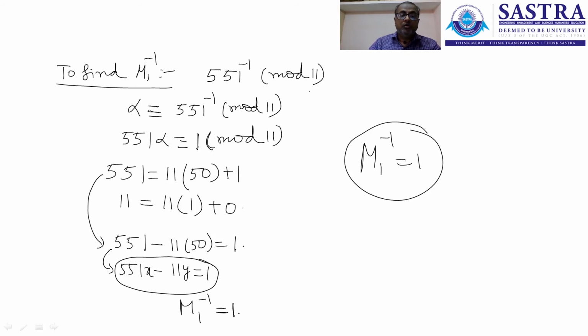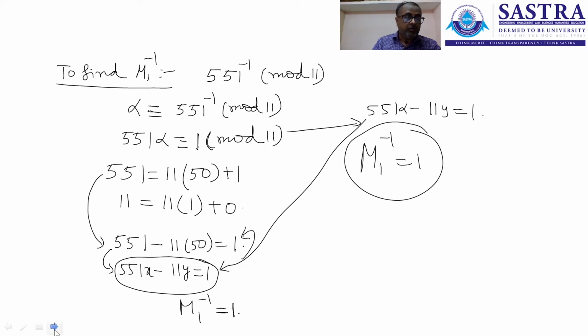So you can have this as 551 alpha minus 11y is equal to 1. When I compare this with this equation, I am able to see that alpha is equal to 1. Now similarly I have to calculate M2 inverse. So how do we do this? To find M2 inverse.